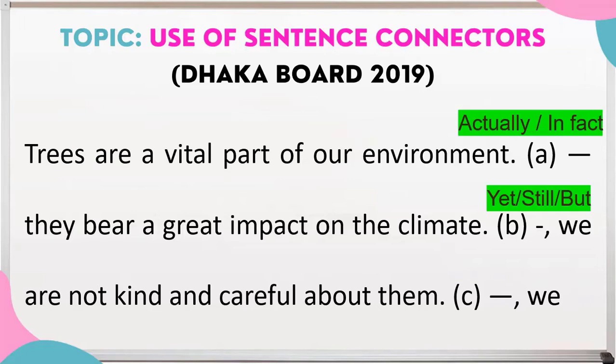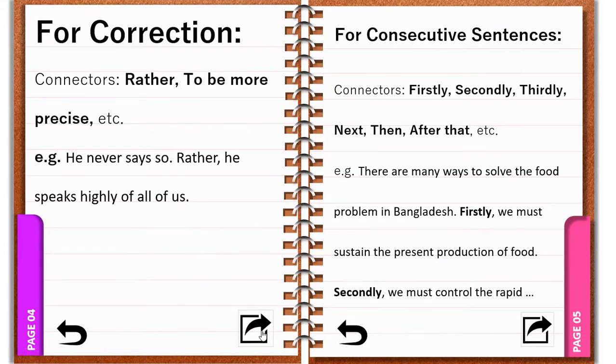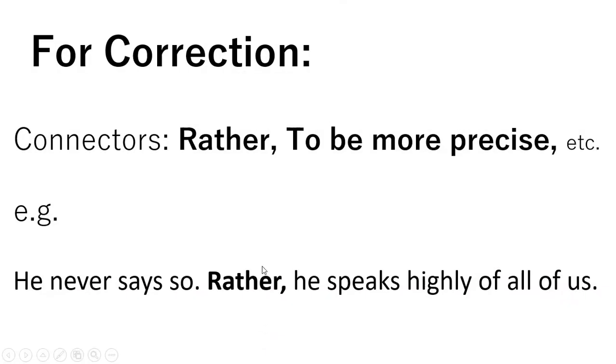Question C. We destroy trees at random. This sentence of question C indicates specification at a particular point, or it indicates correction. So hopefully you have answered. Let's check. Rather. Let's get into details. For correction, connectors: rather, to be more precise, etc. For example, he never said so. Rather, he speaks highly of all of us.